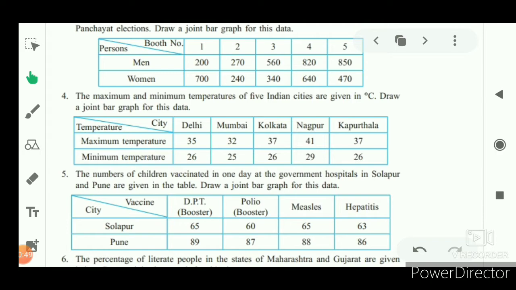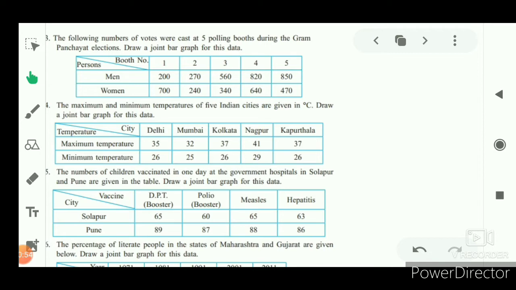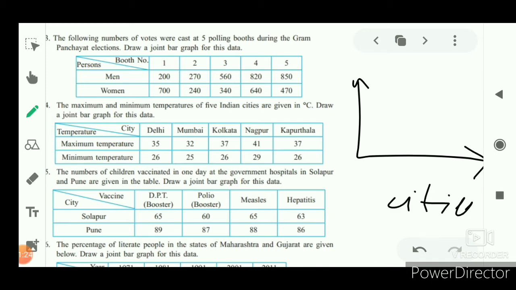we can draw the joint bar graph of this. First of all, we will make the constant quantities on the x-axis. Which are the constant quantities here? Delhi, Mumbai, Kolkata, Nagpur, Kapurthala. These are the constant quantities because these are the names. And the varying thing is the temperature. The temperature we will take on the y-axis, and these constant quantities, the cities, we will take on the x-axis.